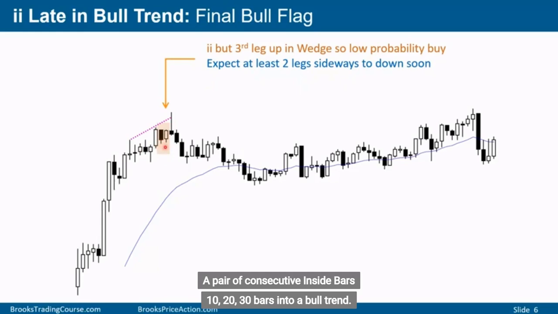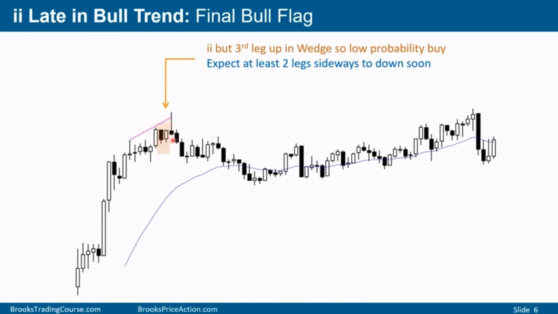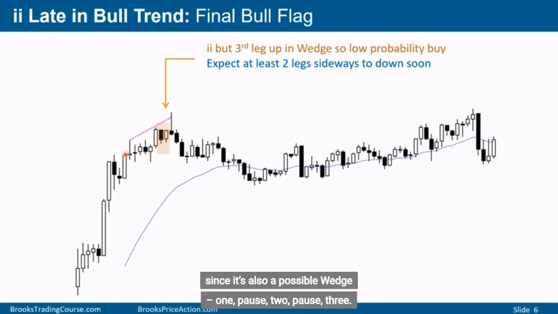A pair of consecutive inside bars, 10, 20, 30 bars into a bull trend, a possible final bull flag, especially since it's also a possible wedge. 1, pause, 2, pause, 3. Very often the third leg up will fail and reverse down. It's reasonable to buy above this II.